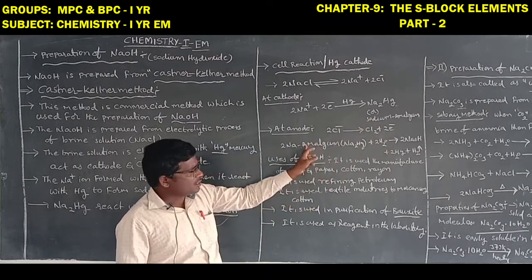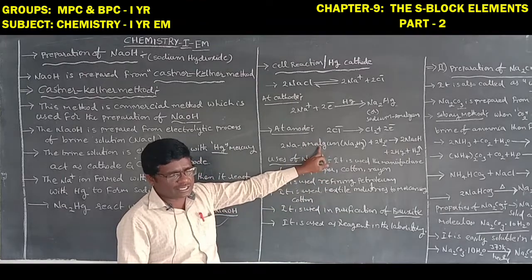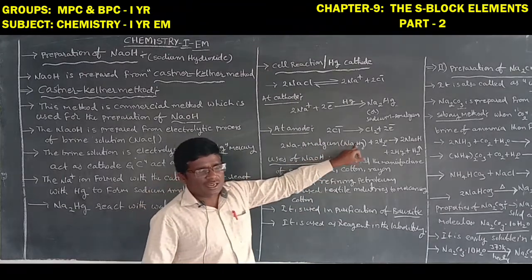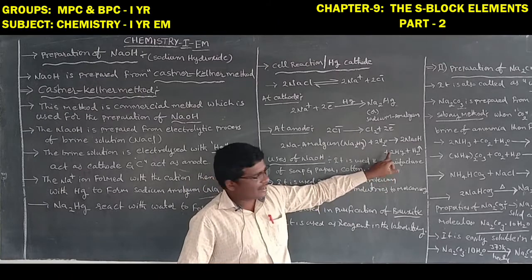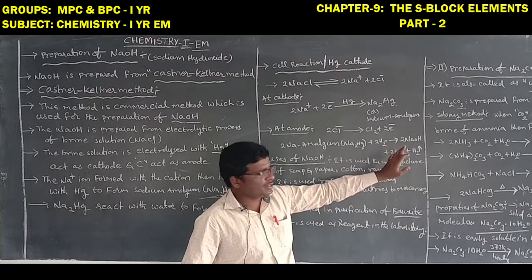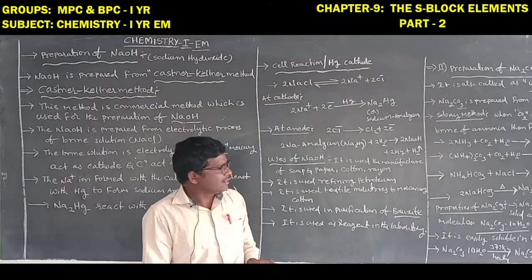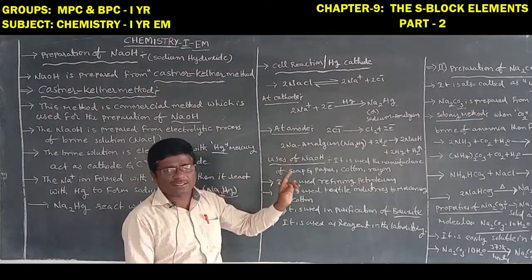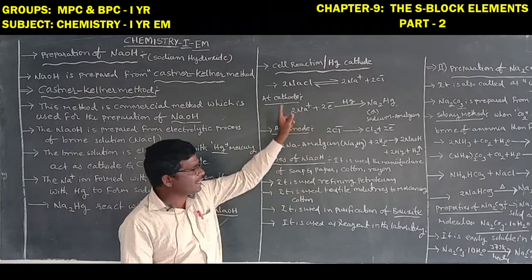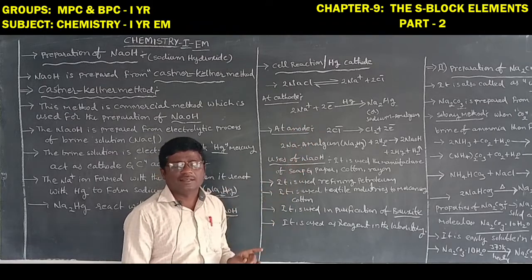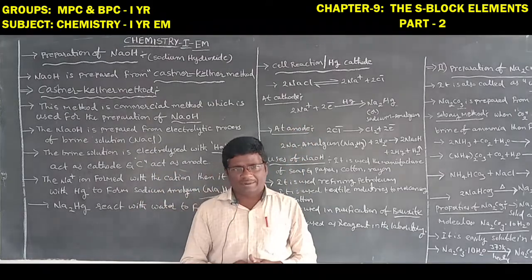Next, the sodium amalgam, Na2Hg, undergoes hydrolysis with water to form sodium hydroxide and mercury, and hydrogen gas is released. That is the electrolytic process, or Castner-Kellner method, cell reactions. That is the preparation of sodium hydroxide.